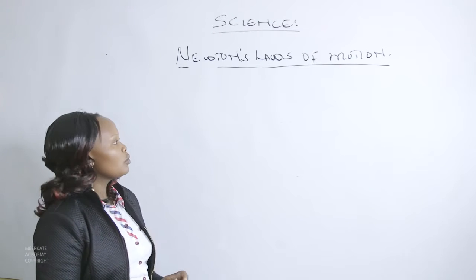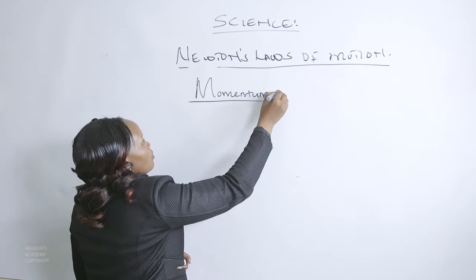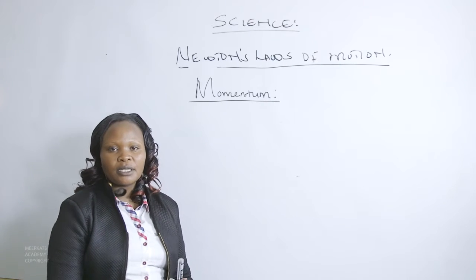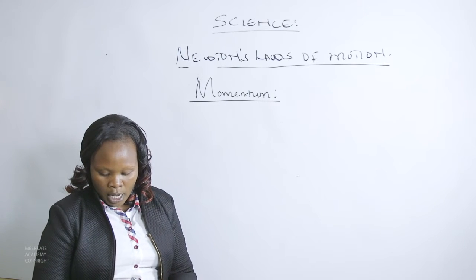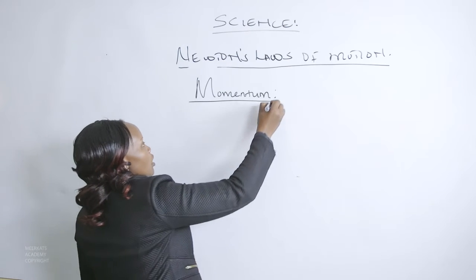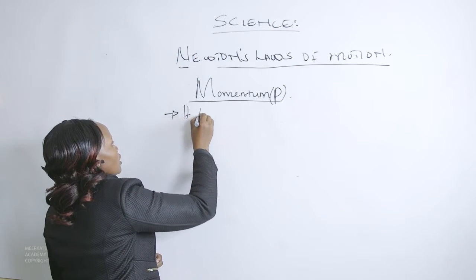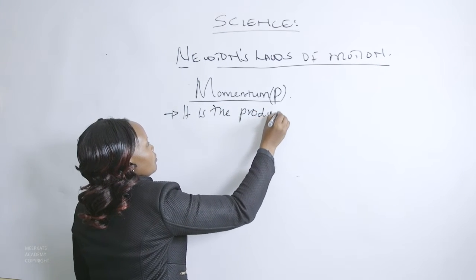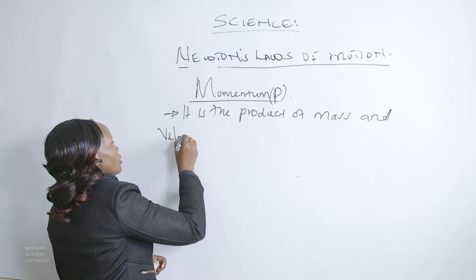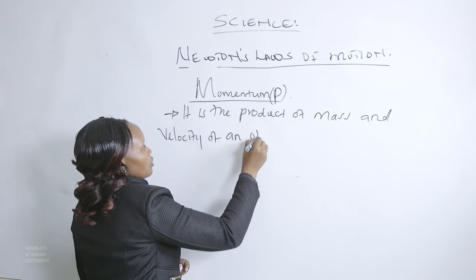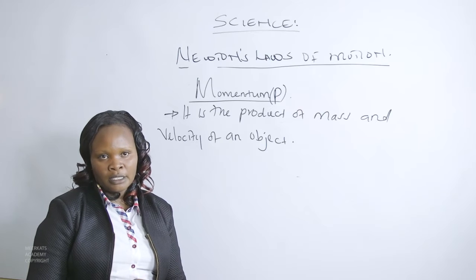We want to look at something else we are going to call momentum. And we are still on the parameters of motion of a moving object. Remember, here we are considering a linear motion, and our momentum, which we are going to call capital P, is now the product of mass and velocity of an object. The product of the two gives us the momentum thereof.